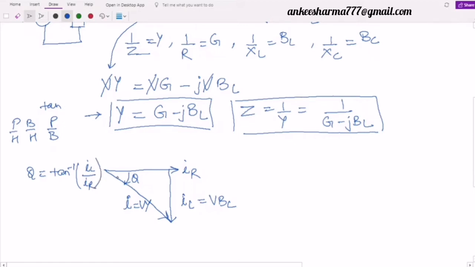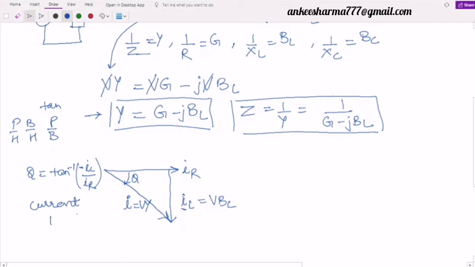Now, is it right or is something left here? Something is left. What is it? I have only taken the magnitude here. What about the direction? The phasor is also giving me the direction. It is saying it is downward. It means it should be minus of IL. So this will be my theta in the case of my current triangle.